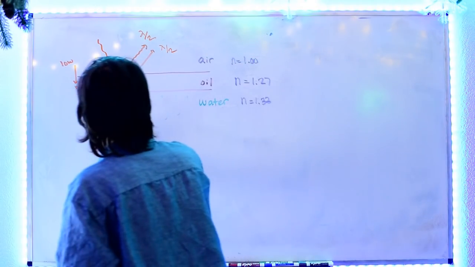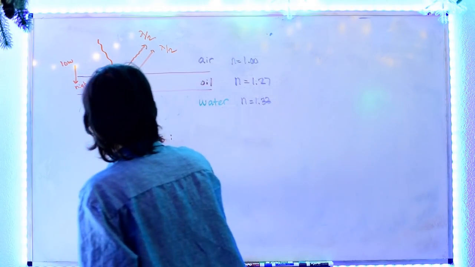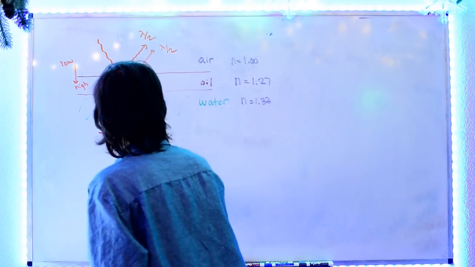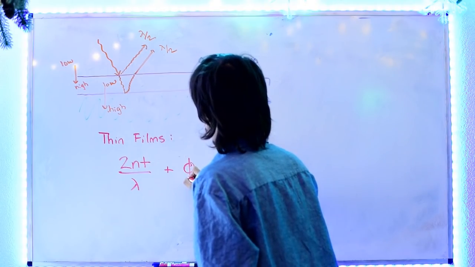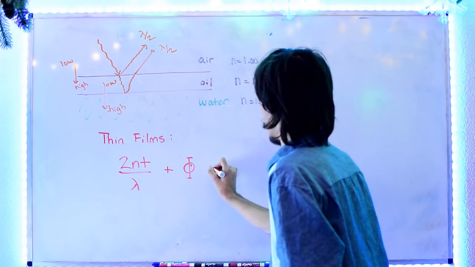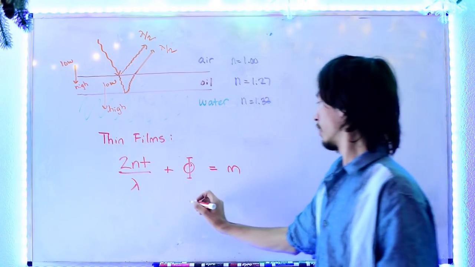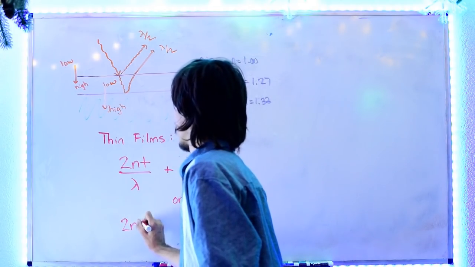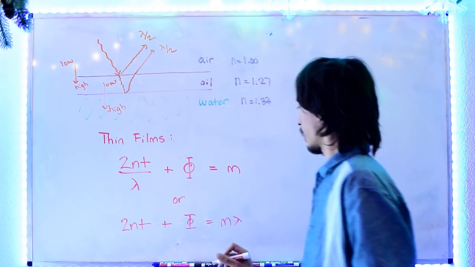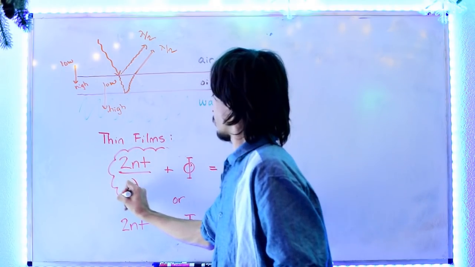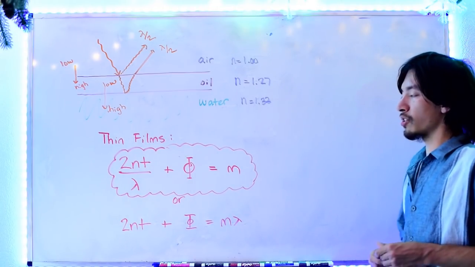Your formula for the thin films should say the following: 2nt over lambda plus this phase shift, phi, equals m. You can either write it this way or you can write it this way. The way that's probably going to appear on the formula sheet, in our case, is probably going to be this right here. Okay, so I'll tell you how you use that.